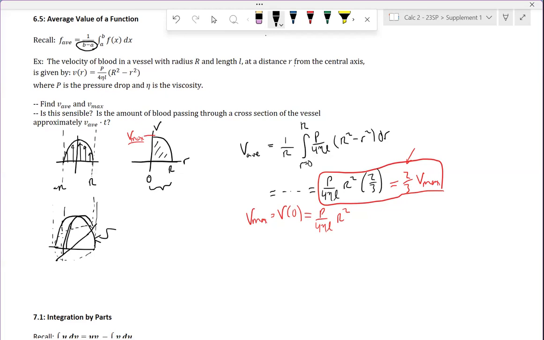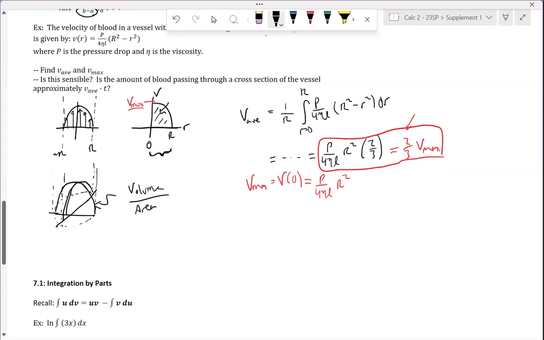So I might be interested in something like the volume divided by this cross-sectional area, rather than something like area divided by length. I might want volume over area. And how would that change? Well, the volume, nicely enough, is just a solid of rotation. It's just taking this region and rotating it about the vertical axis.